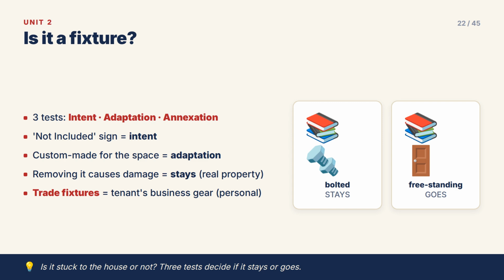Plants: things that grow naturally are real property. Annual crops are personal. And a business tenant's shop gear, shelves, bars, equipment, those are trade fixtures. The tenant's personal property, out by lease end, or the landlord keeps them.